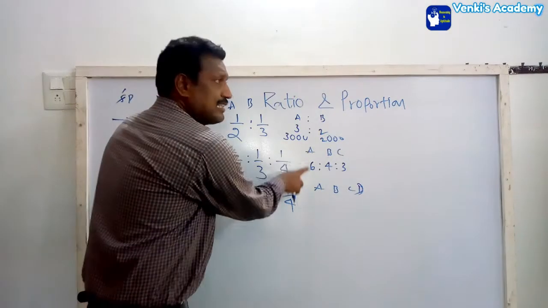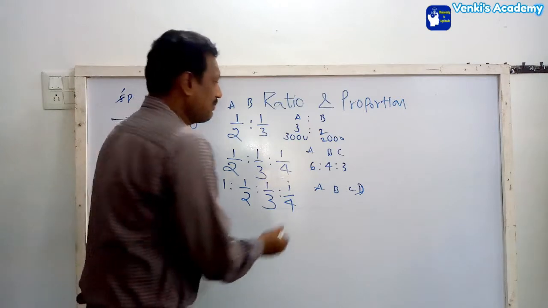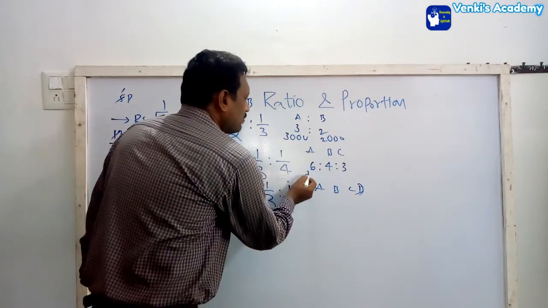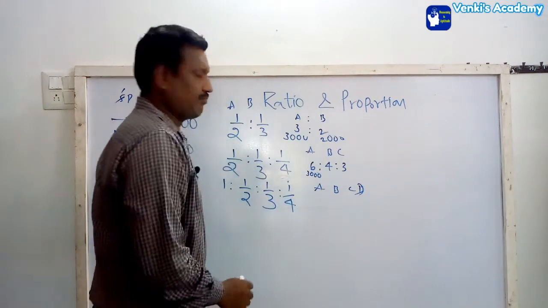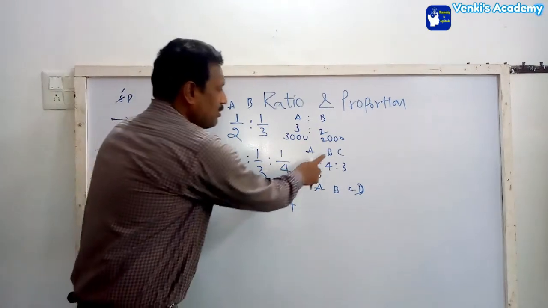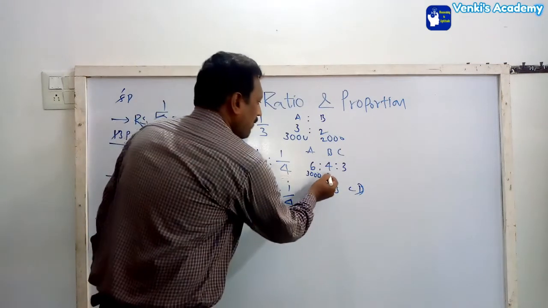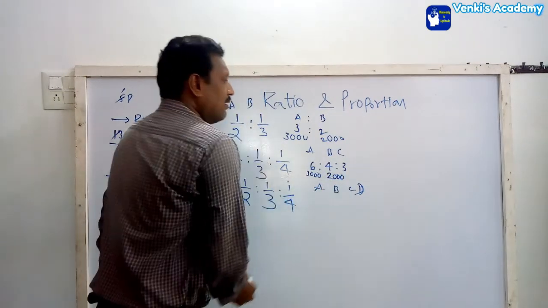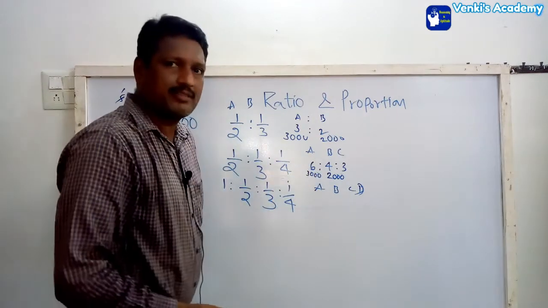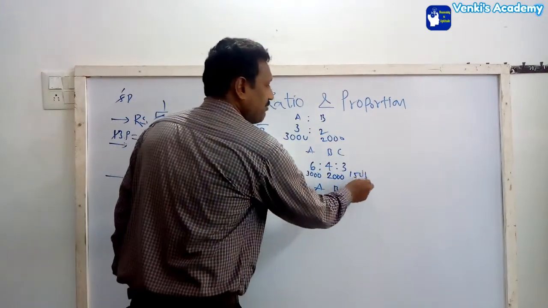Now you need 6 parts. 1 part is 500. 6 parts means 5 6s are 30, that means 3,000. The share of A is 3,000. Similarly, 1 part is 500 here in this problem. So B needs 4 parts. That means 5 4s are 20, that means 2,000. C needs 3 parts. 1 part is 500. 3 parts means 1,500. The share of C is 1,500.